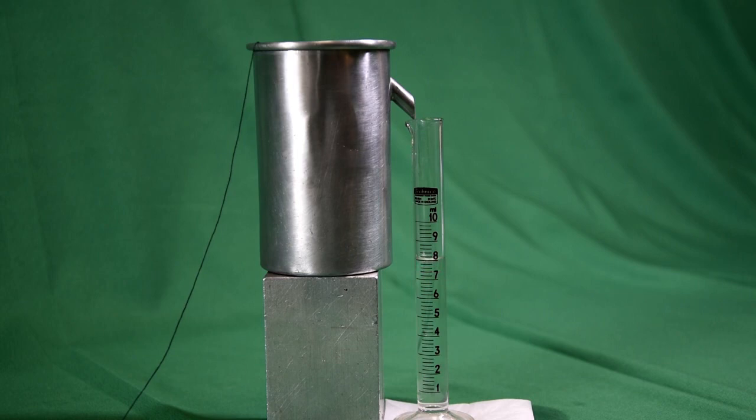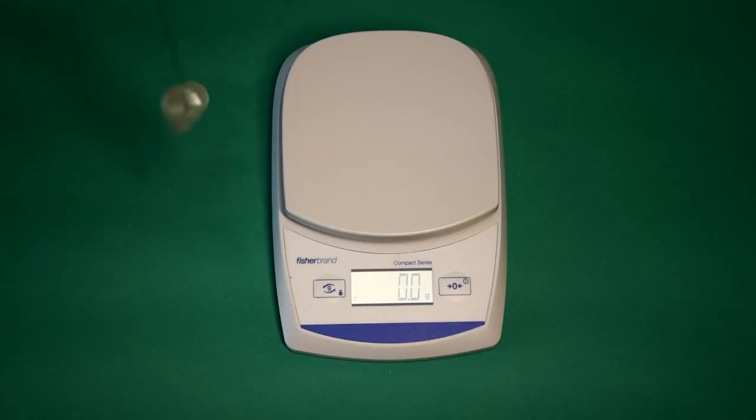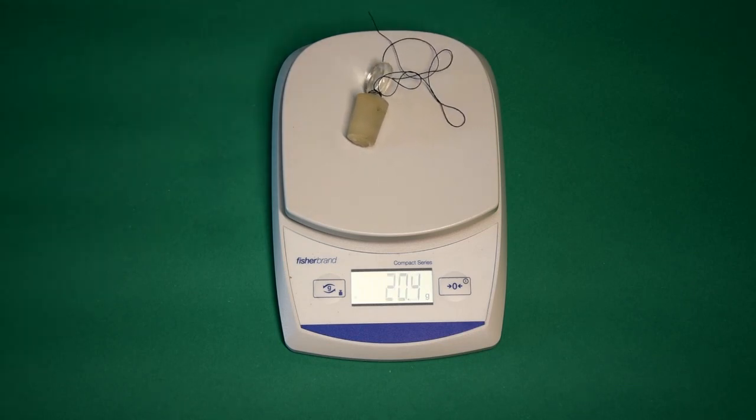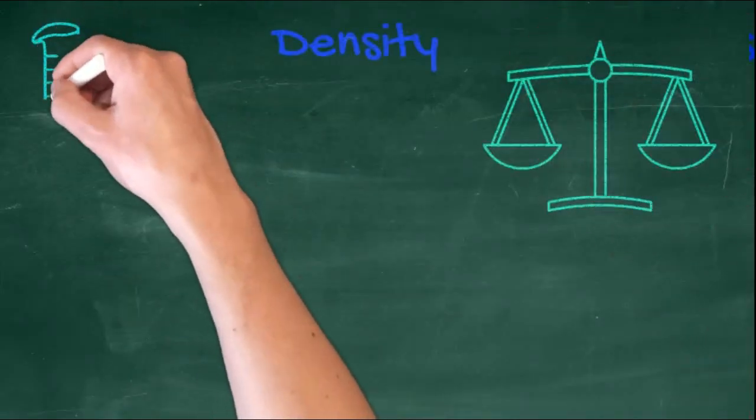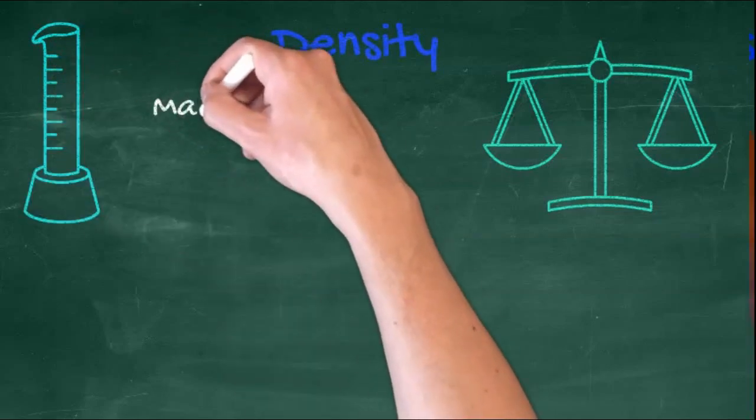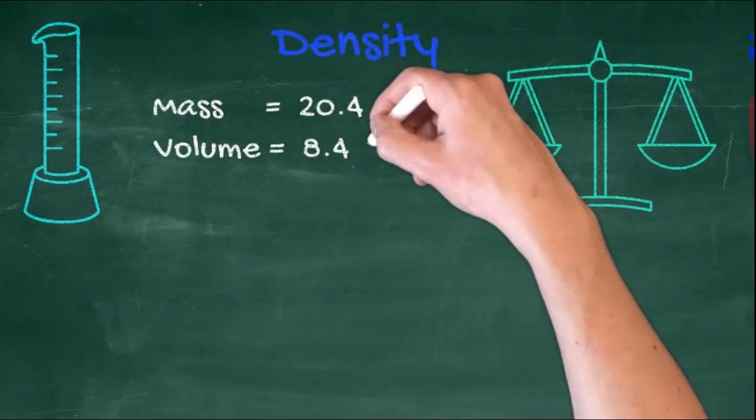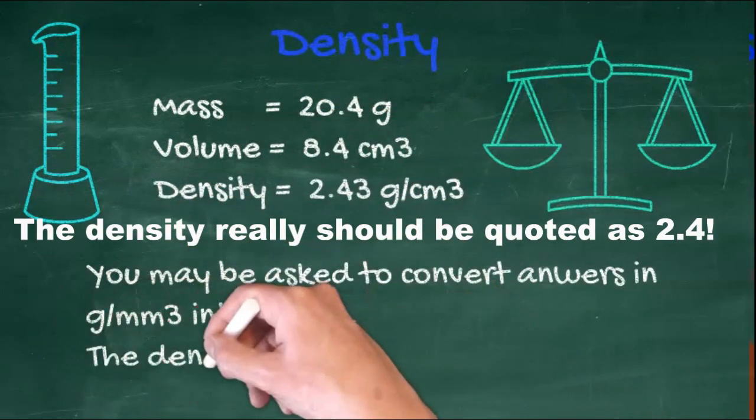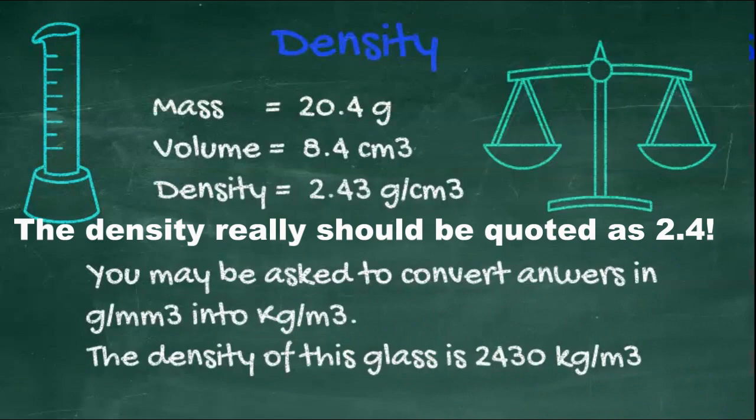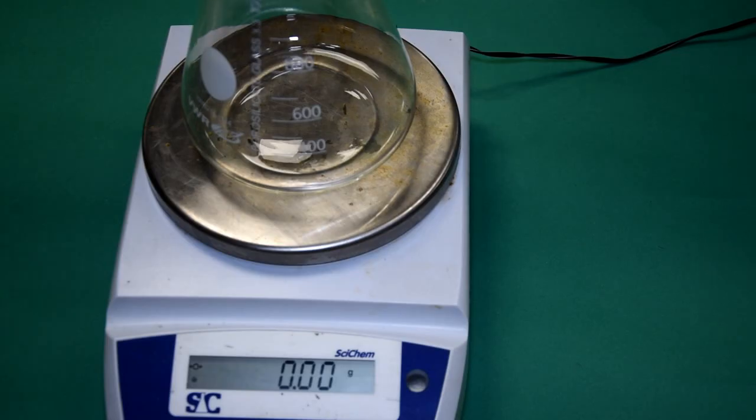In this case, 8.4 centimetres cubed. Now weigh the object. The stopper has a mass of 20.4 grams. It is appropriate that both instruments resolve to 0.1 of a unit. As we said before, density can be calculated from mass divided by volume. So in this case, the density of the glass was 2.43 grams per centimetre cubed.